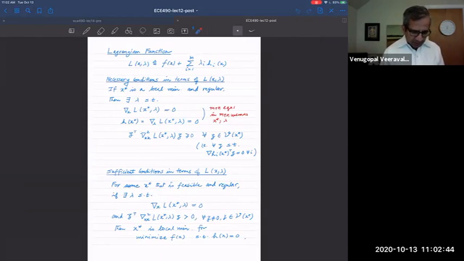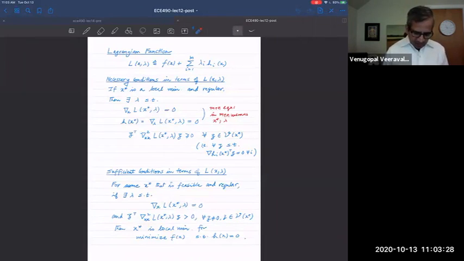So the necessary condition in terms of the Lagrangian: the gradient of the Lagrangian has to be 0, and of course X star and lambda have to satisfy these two equations. The second order necessary condition is given by this expression here. It says that the Hessian of L is not quite positive semi-definite, but it has the properties of a positive semi-definite matrix for all z belonging to V of X star, the ones for which z is orthogonal to all the gradients of the constraint functions hi.